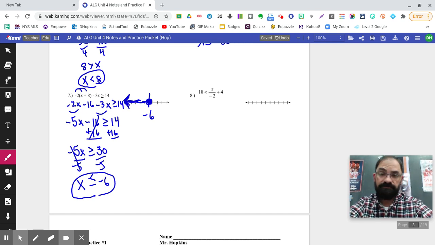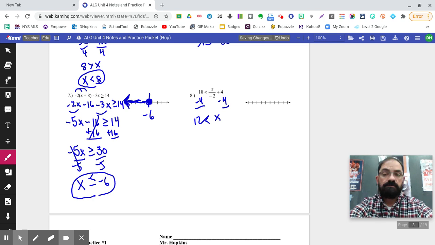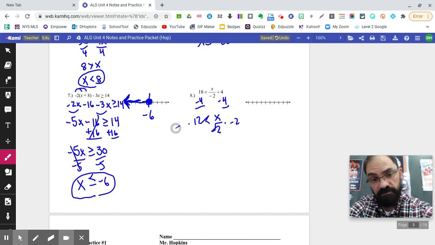And one last one. Subtract 4 to both sides. 12 is less than x over negative 2. Bear with me here. So to get x by itself, multiply both sides by negative 2. They cancel on this side. Bring the sign down as it appears.